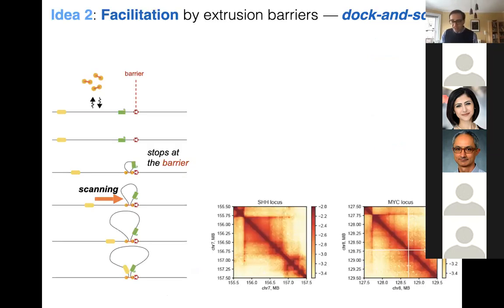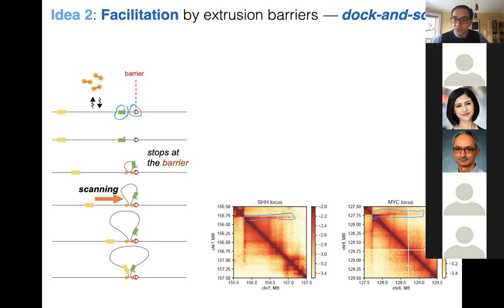So there is a second idea. And the second idea is that there is facilitation. And that's what is evident in Hi-C maps. If you look at Hi-C maps, you see these beautiful stripes that can extend for megabases in some of the very famous loci like the Sonic Hedgehog or the Myc locus. These are long stripes, and so how do they emerge? And I will explain this. Essentially, you can think about it in the following way. Imagine there is a gene that lives next to a barrier, and the barrier can be a single CTCF or a cluster of CTCFs.